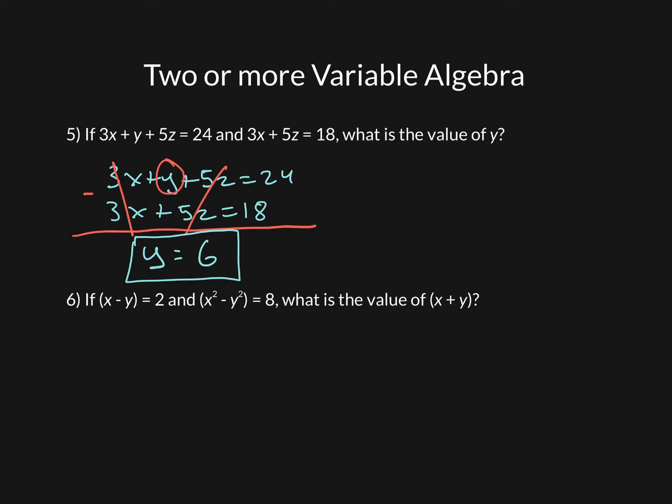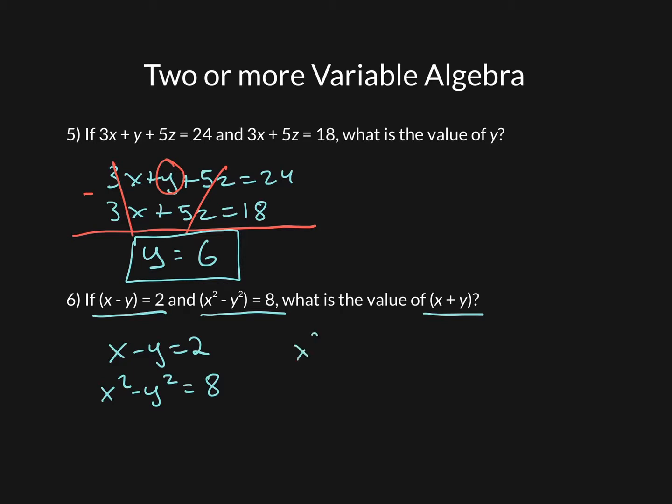Now next for number 6, we're taking a look at if x minus y equals 2 and x squared minus y squared equals 8. So x minus y is 2, and then x squared minus y squared equals 8. What is the value of x plus y? So they don't want to know what x is, they don't want to know what y is, they want to know what x plus y is. Well, in this case, it's actually going to be easier to break apart this equation of x squared minus y squared and simplify that, just because solving for x and y would be rather laborious and maybe even quite impossible in this case, especially within the given time frame.